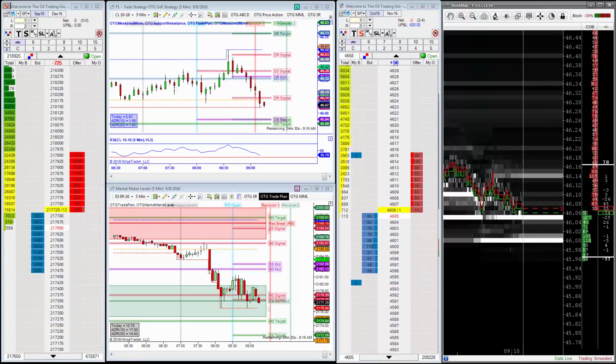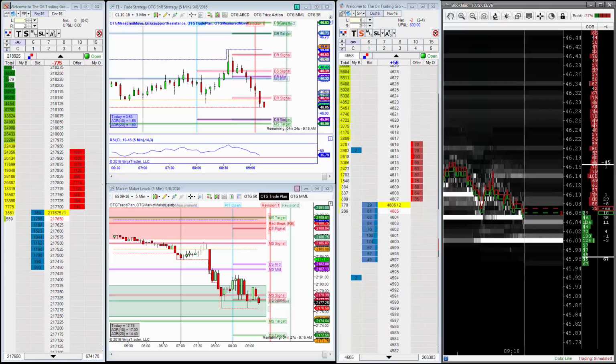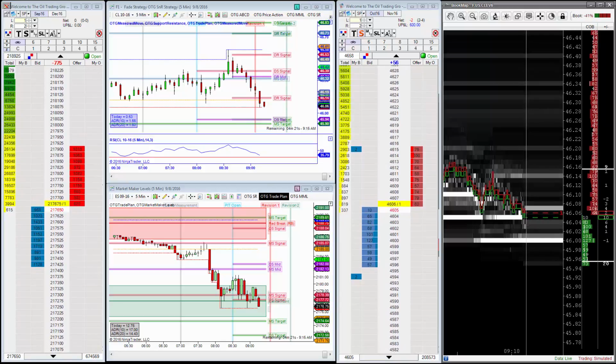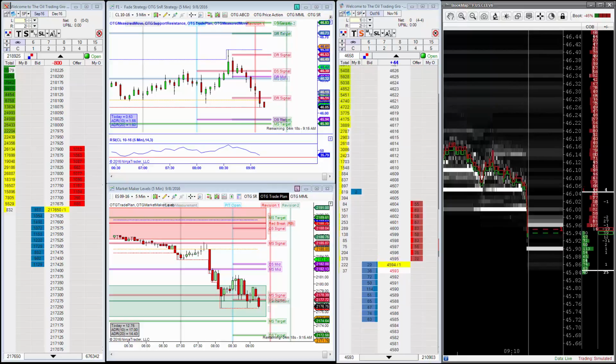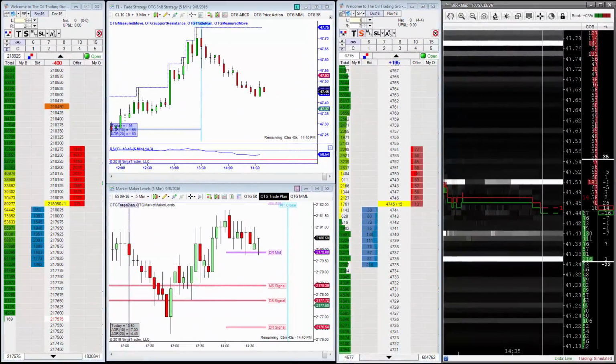$175 long at 07. We just pushed through that 6, 5. Get through that low. Come on, 5. There we go. There's 99. Bring the trail stop down. Target just achieved. Target achieved at 93.